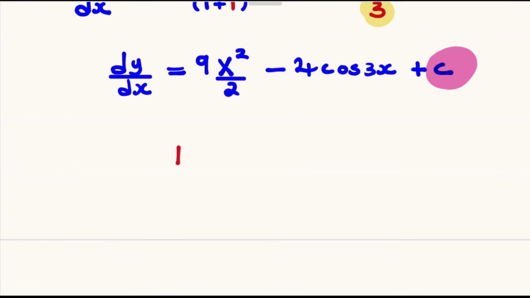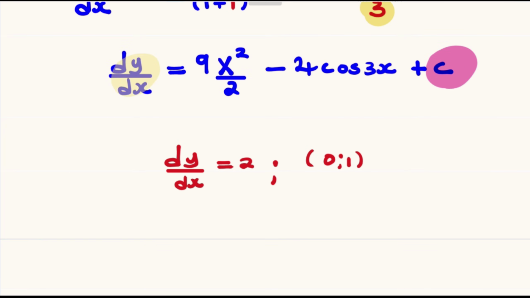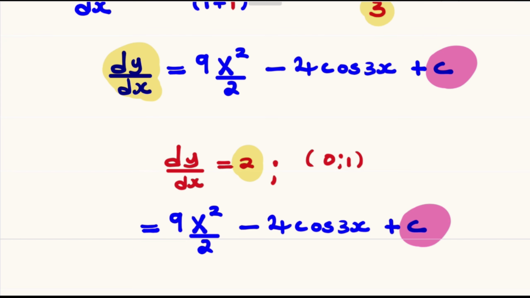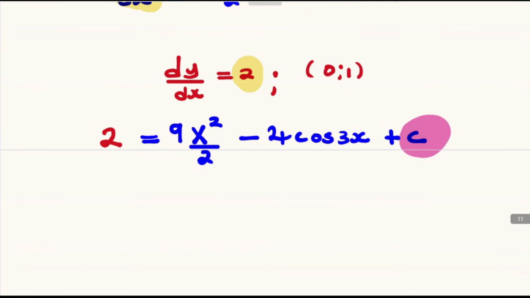So we have dy/dx is equal to 2, and when x is 0, y is 1. So we substitute. In the place of dy/dx, we are going to substitute the 2, and in the place of the x, we substitute 0. We have 2 is equal to 9.